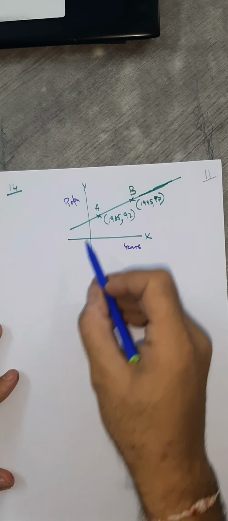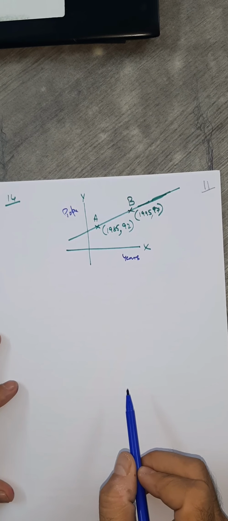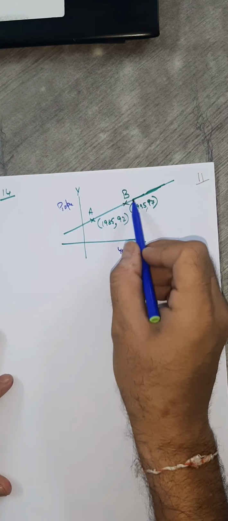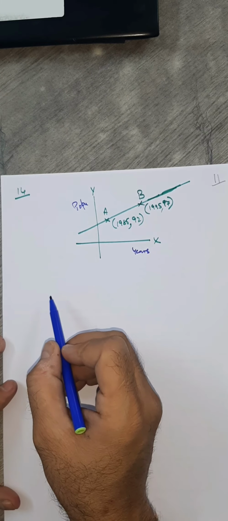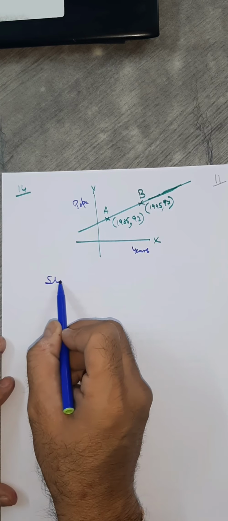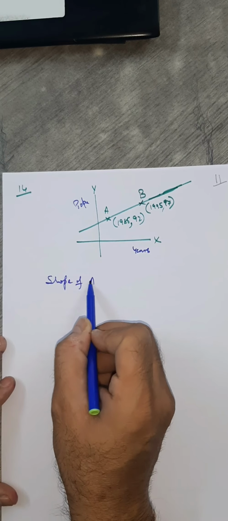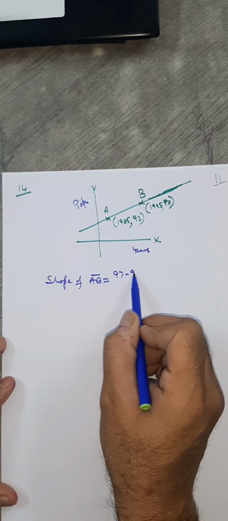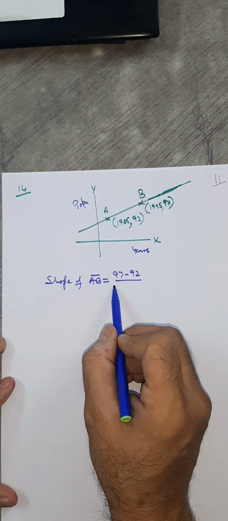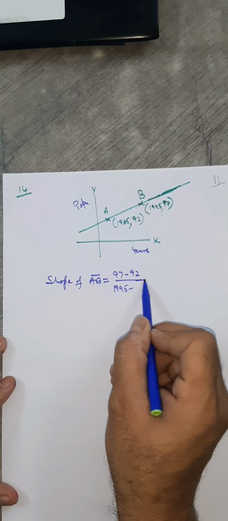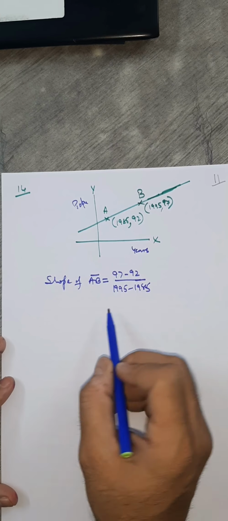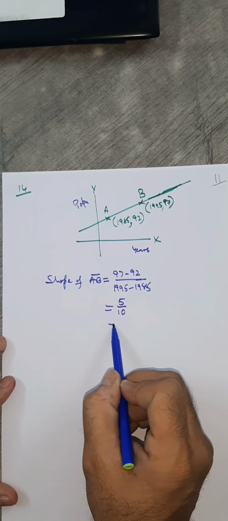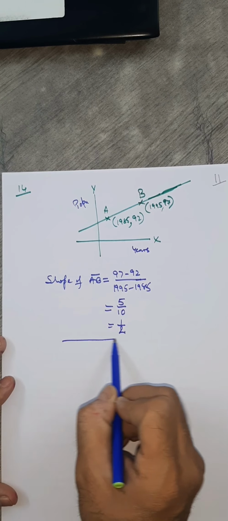In the next question, you are given this diagram. The first question is find the slope of the line AB. We want the slope of this. Two points on the line you are given, so you can get the slope very easily. So slope of line AB, you know, y2 minus y1, 97 minus 92 upon x2 minus x1, 1995 minus 1985. So here it would be just 5 and this is 10, so slope is half.